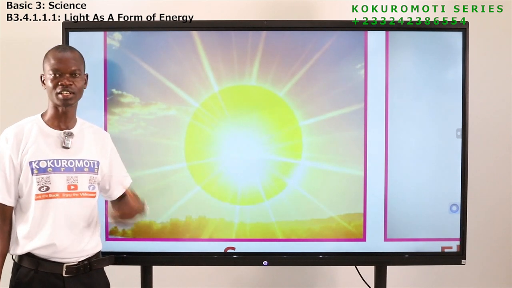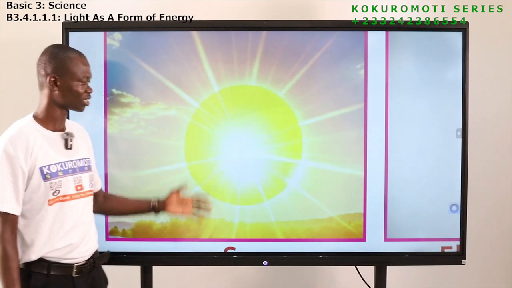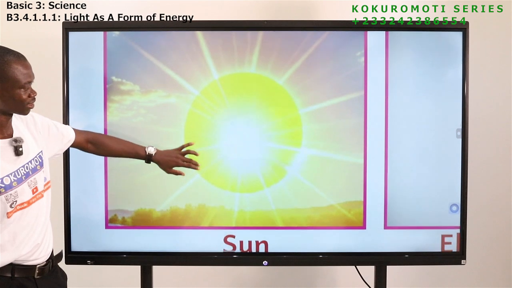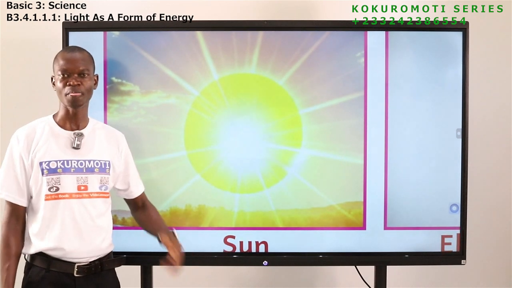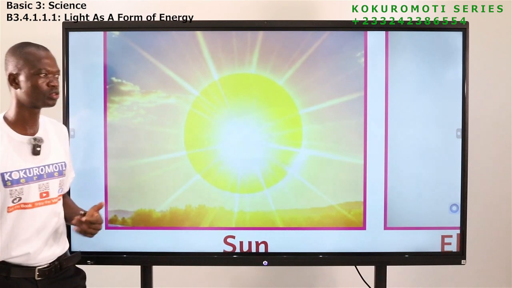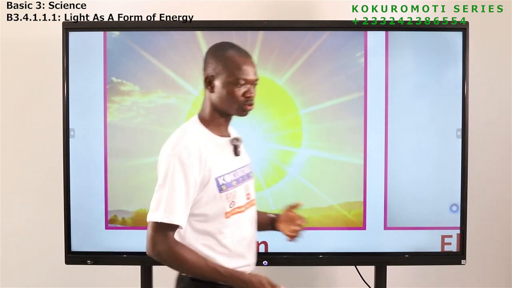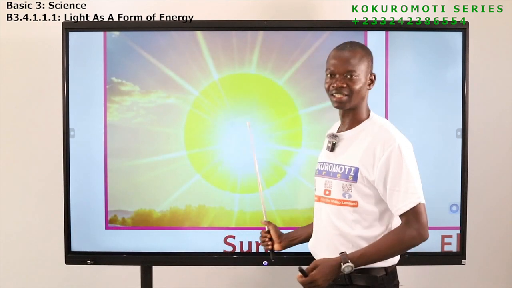Light. The sun gives us what? Light. So the sun provides light for us, and we use the light to do so many things. We are able to see, we are able to dry our things, we are able to do so many things because of what? The sun.